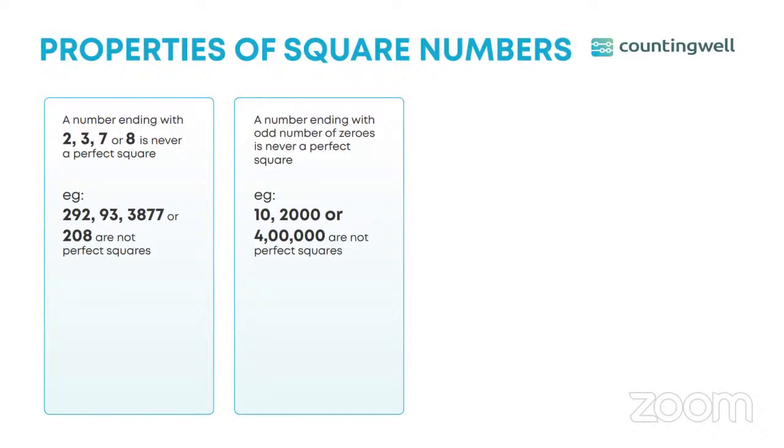Similarly, for the number 4 lakh, we can see there are 5 zeros. 5 is an odd number. That's why 4 lakh is not a perfect square.